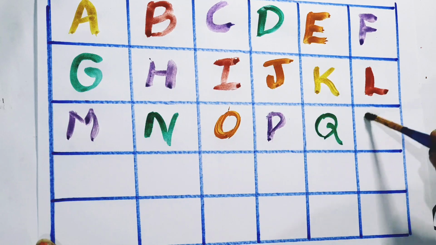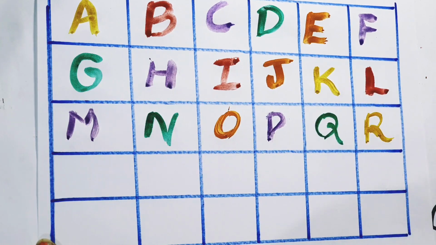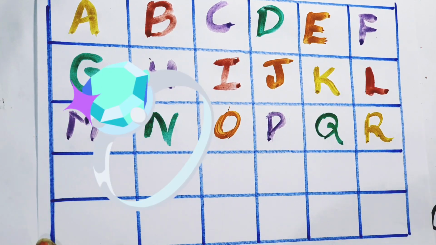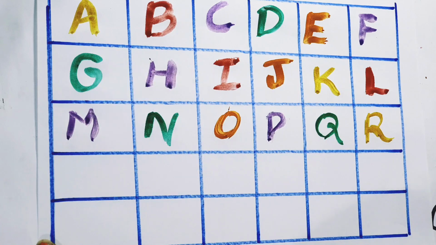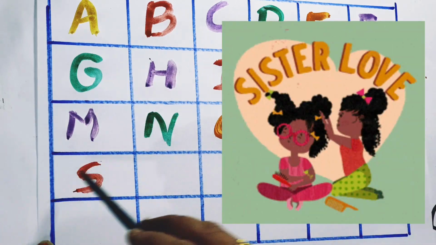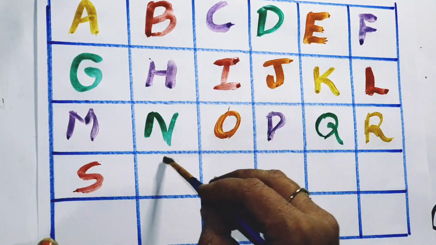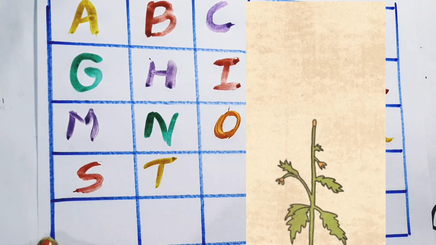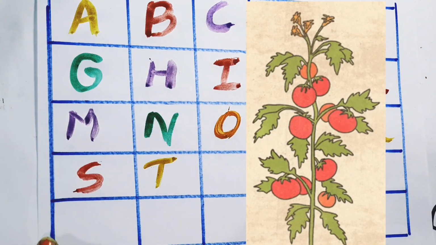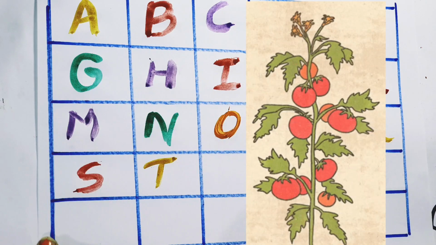Yellow color. R for rain. Red color. S for sister. Yellow color. T for tomato.